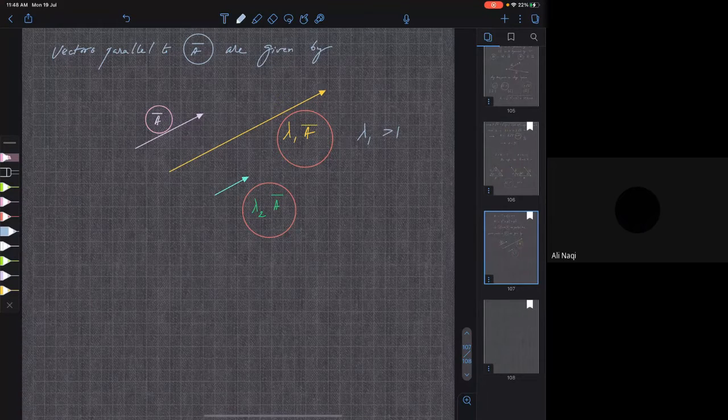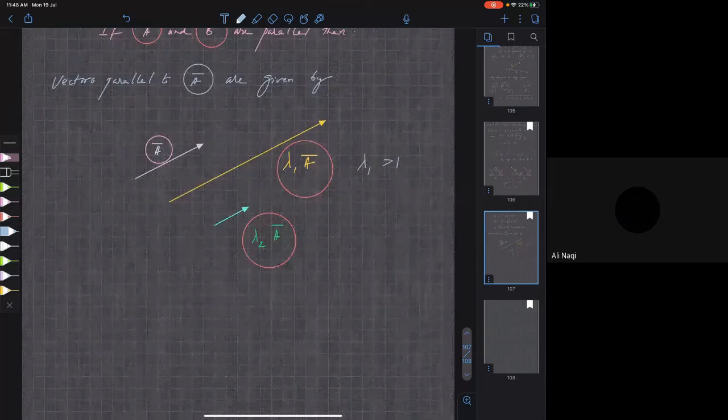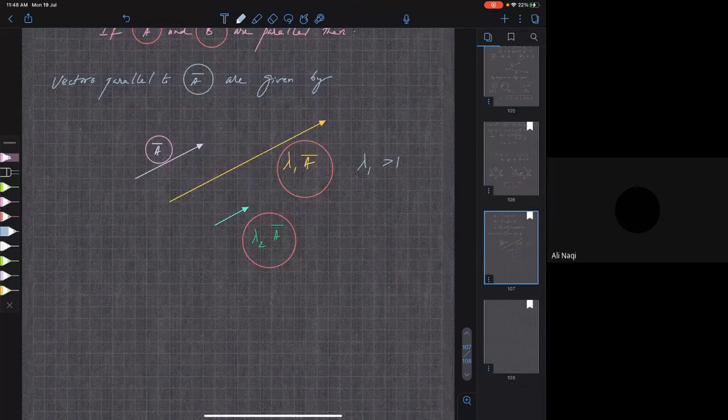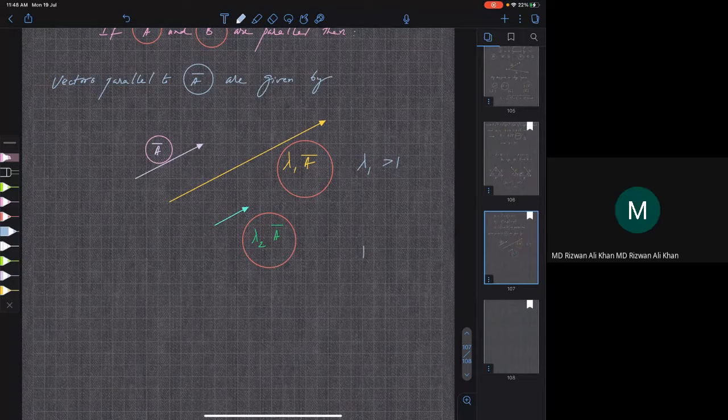Greater than 1. So lambda 2 is? Smaller than 1. Oh, why are you telling 3? How do we know it is 3? It may be 3.1 also, it may be 3.2 also, it may be 4 also, it may be 2.5 also. So lambda 1 is greater than 1. Here lambda 2 is smaller than 1. Clear?